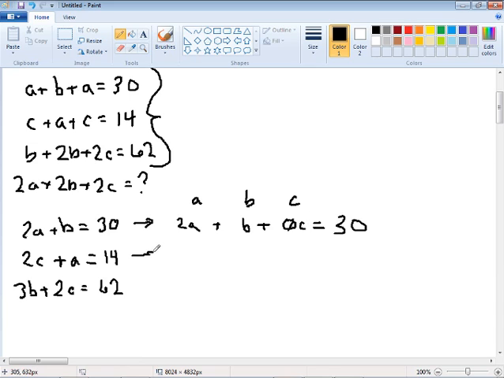This one, I'm going to switch things around. I have 1A. Let me go ahead and just add a 1 up here. I have no B's, so that's going to be 0B plus 2C's is equal to 14. And then this last one, I have no A's, so it's 0A plus 3B's plus 2C's is equal to 62.